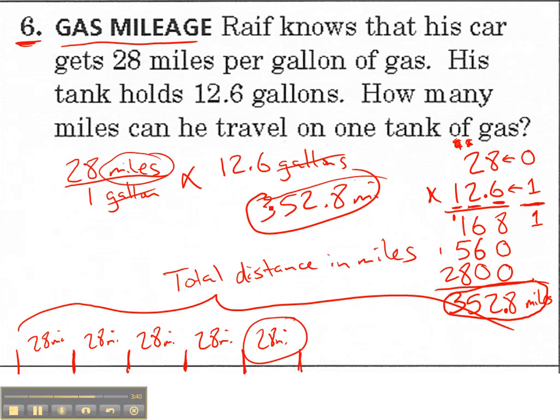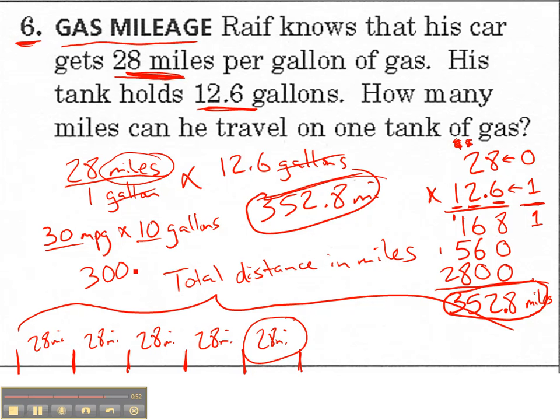One more thing I want to look at here before we finish. Let's do some estimation. About how many miles per gallon does this car get? I'm going to say about 30 miles per gallon. And about how big is his tank? I'm going to say about 10 gallons. So we'd expect him to get about 30 times 10, or 300 miles for a full tank of gas.